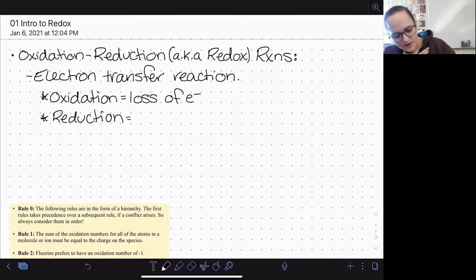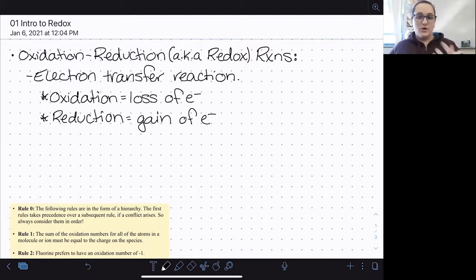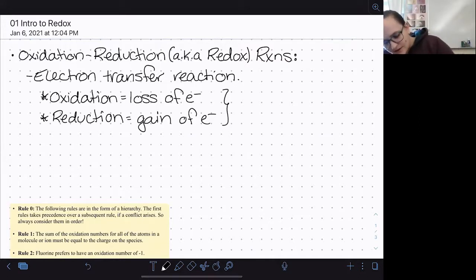And reduction is when something gains electrons. So electrons always want to be attached to some atom or molecule. So when an electron is lost from one thing, it is always picked up by something else under normal circumstances. So these two things must always occur together. If something is oxidized, something else is getting reduced.